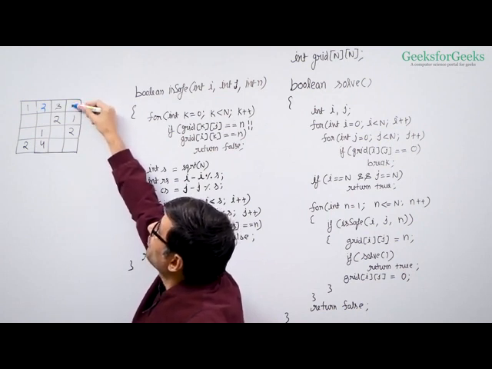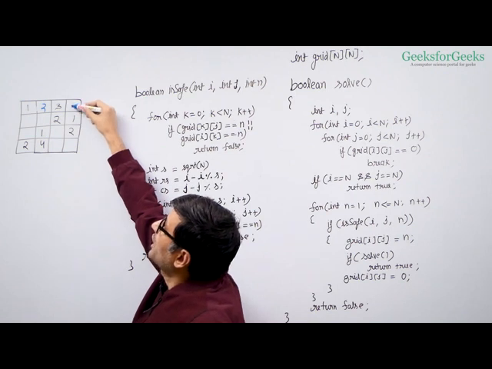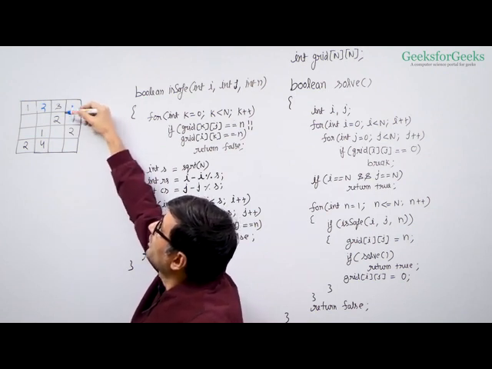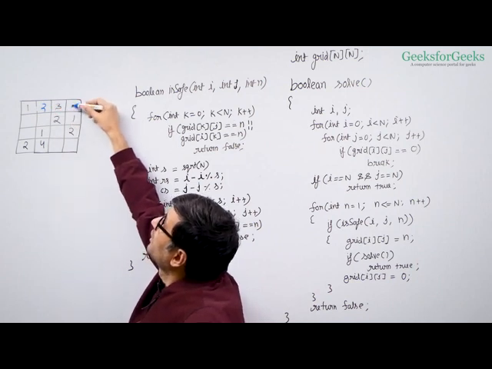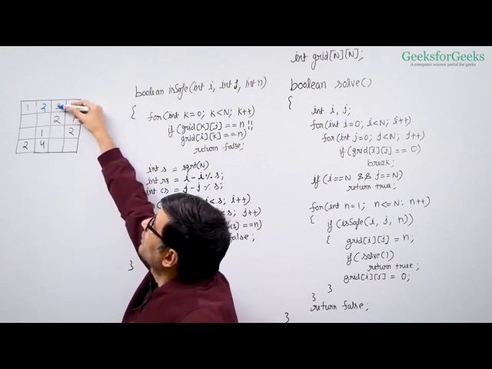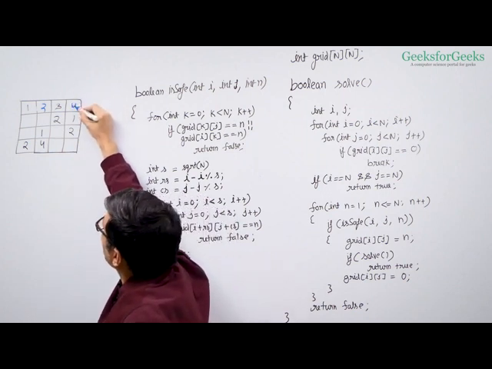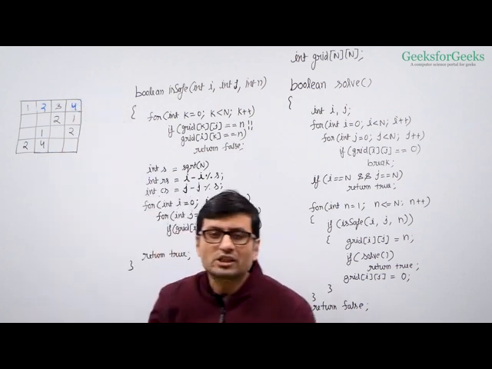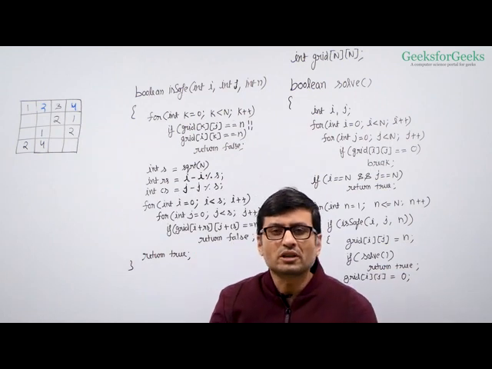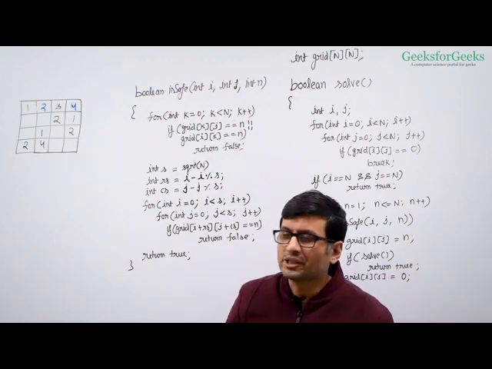So if we try putting 1, it fails in the safety test. We try putting 2, that also fails in the safety test because you have 1 and 2 in the same row and same column. 3 also fails because you have 3 in the same row. 4 passes the safety test, so we put 4 here. And then we recursively call solve function for remaining empty cells.